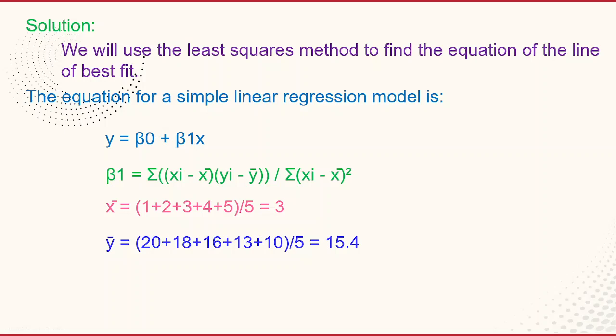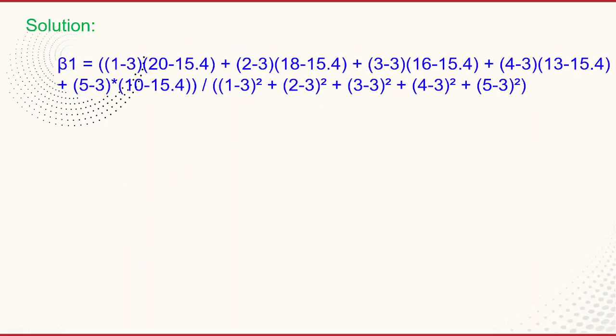That is the average value. So now the beta 1, you can substitute in the above formula, you can obtain beta 1. Calculate that, beta 1 is minus 2.5.